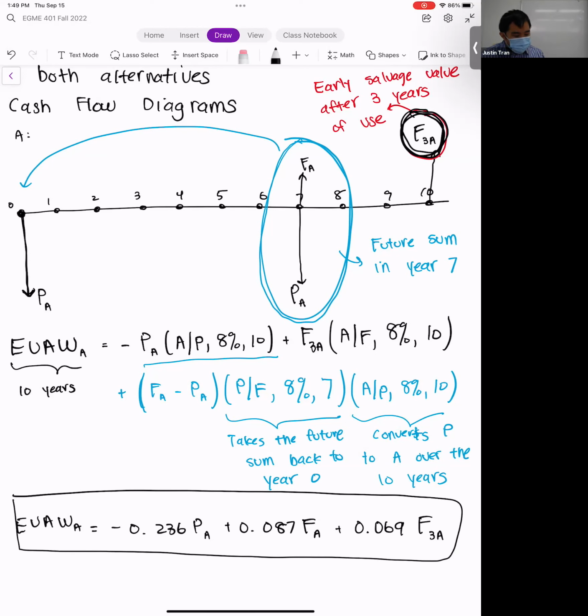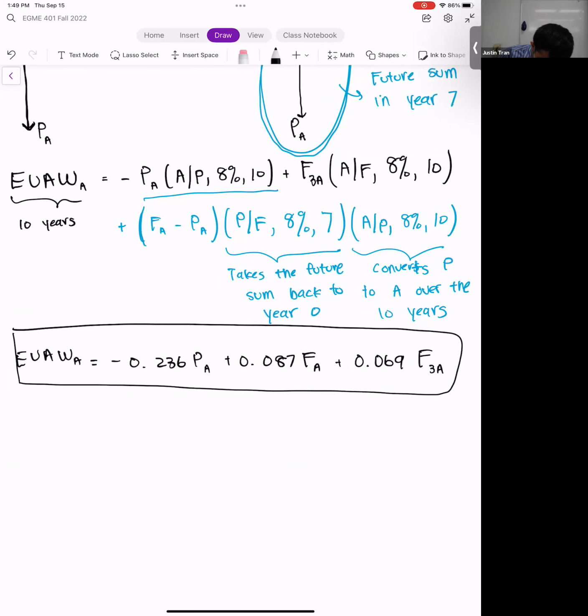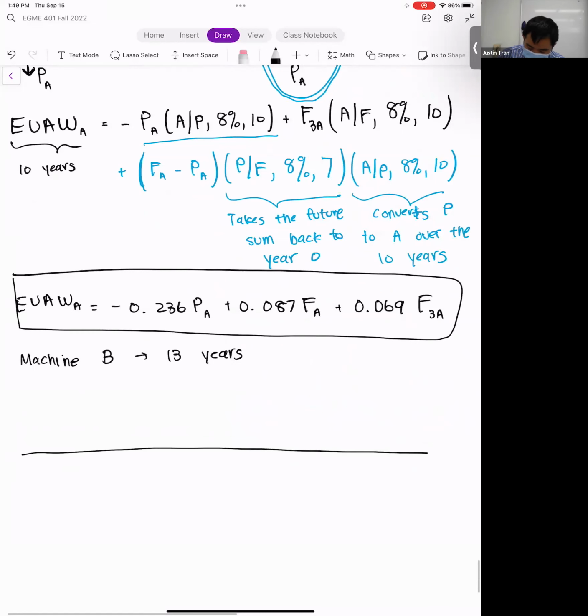Okay. All right. So let's do option B, and let's do it relatively quickly. Machine B, remember, has a useful life of 13 years, and so we're actually never going to salvage this at its end of life. If we draw its cash flow diagram, it's actually very straightforward.